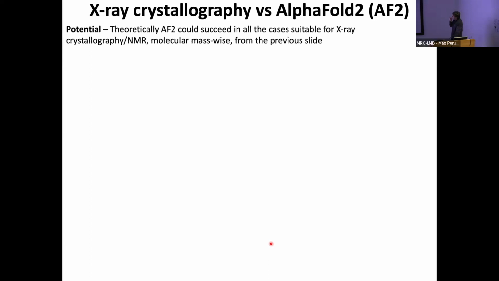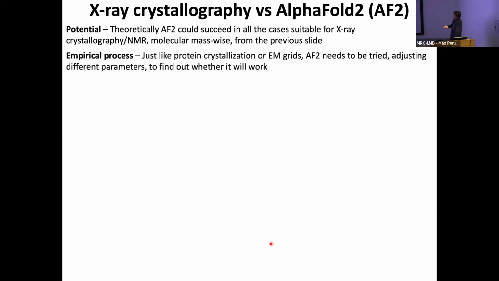AlphaFold 2, okay, yes. Theoretically, AlphaFold 2 could succeed in all the cases suitable for X-ray crystallography, which are the ones less than about 100 kilodalton. But it's an empirical process, just like other processes, you really don't know. In EM, you have to make grids. In crystallization, you need to try to crystallize. With AlphaFold, you need to run it on different constructs, different sequences, and see what you get.